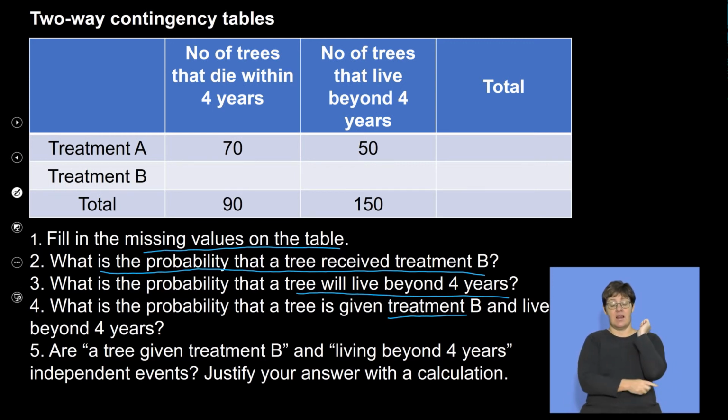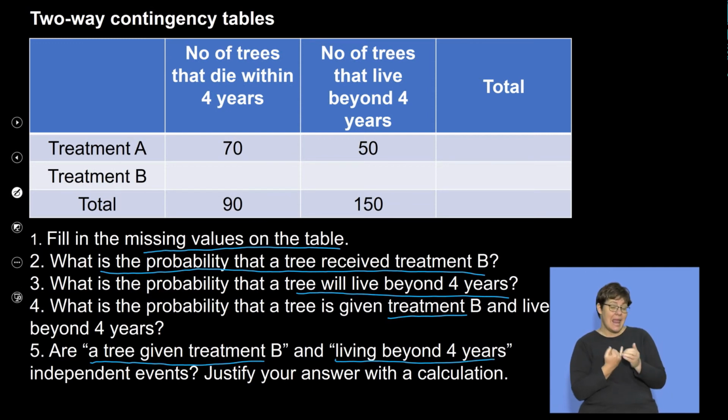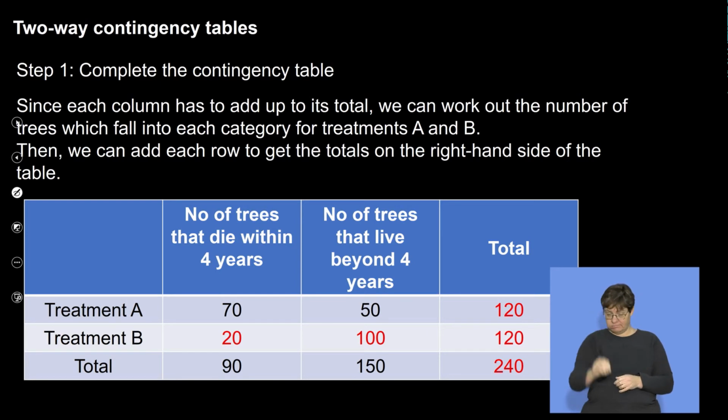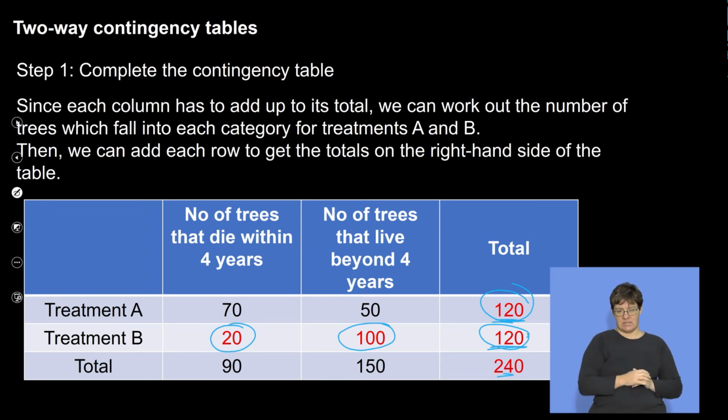Then our last question: are a tree given treatment B and living beyond 4 years independent events? Justify your answer with a calculation. Okay, let's see. So we complete our table. We have 20 there, we have 100 there, and we just add rows. We add the first row, we get 120, we get 120 also here. Together 240. Sometimes the table is incomplete, you can complete it, and if you have a complete table, you can start the calculation.